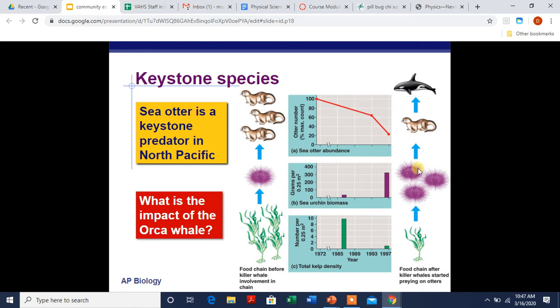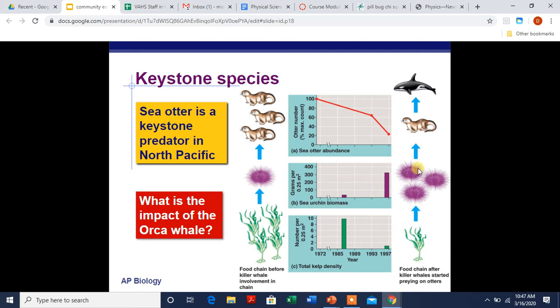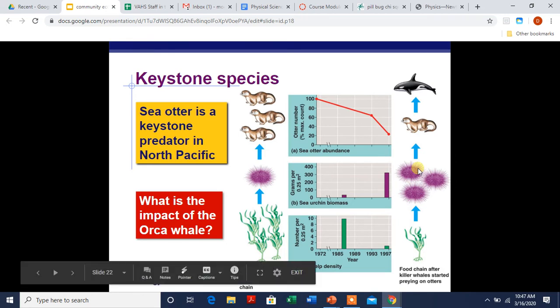Look at as soon as these orcas start eating off too many of these sea otters, the sea urchin population grows out of proportion, causing the kelp population to decline drastically, which means it's not available for other consumers to use. So keeping the sea otter population at sufficient numbers drastically influences the health of a lot of other species, namely sea urchin and kelps, within that population.